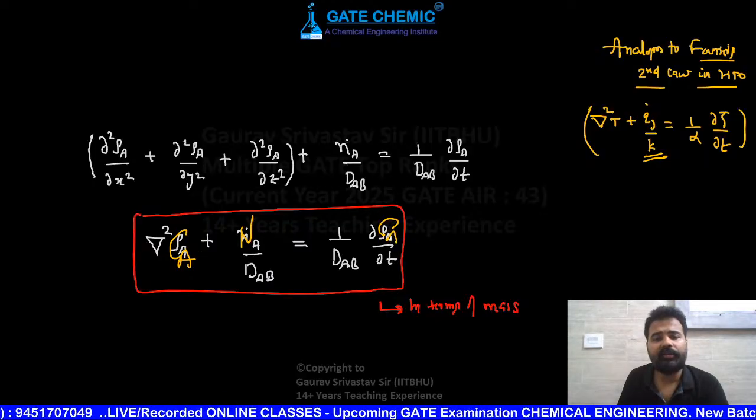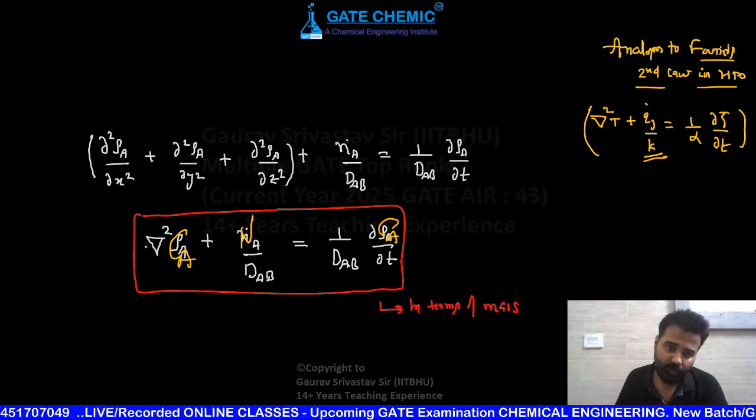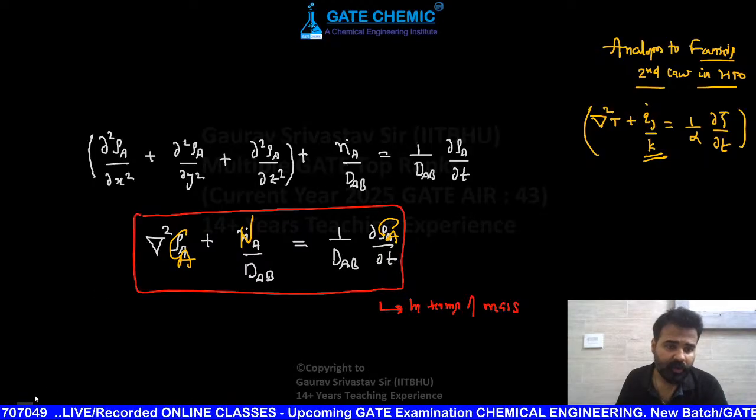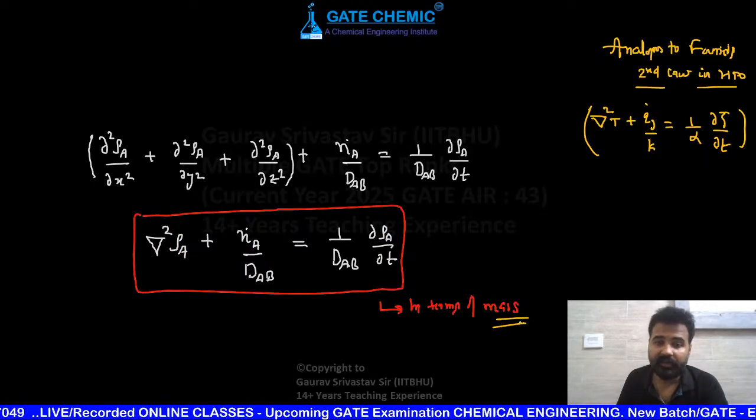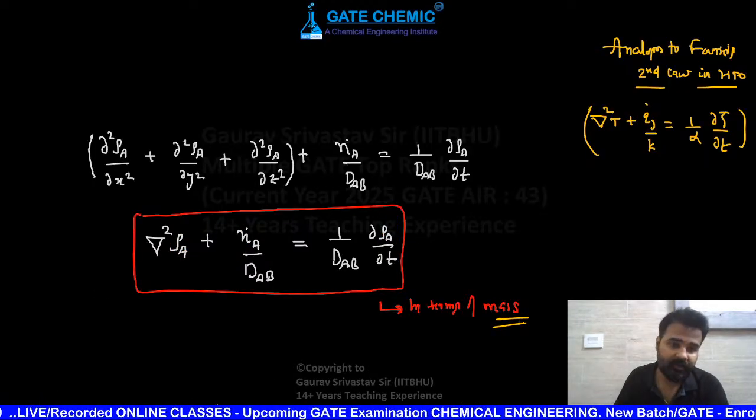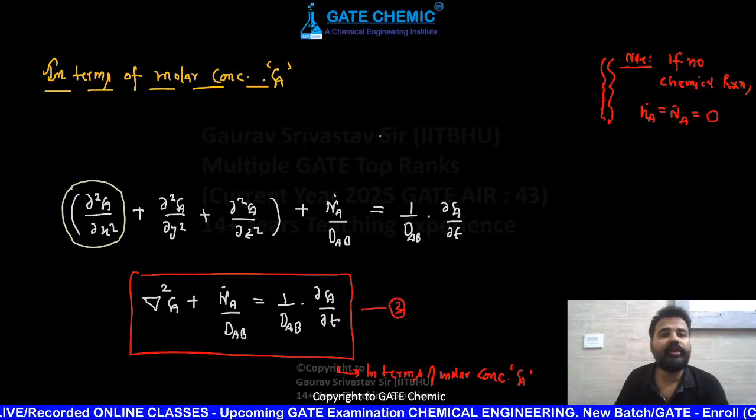Then this is also capital C. Nothing to worry. Concentration form में ऐसे भी आप लिख सकते हो. Okay, so this is written in terms of mass. ये mass के form में, molar form में नहीं है. In terms of molar, if you want to write, no need to worry.